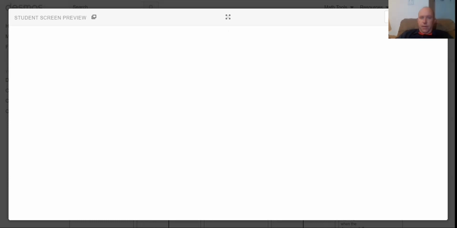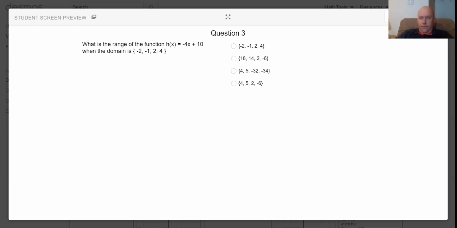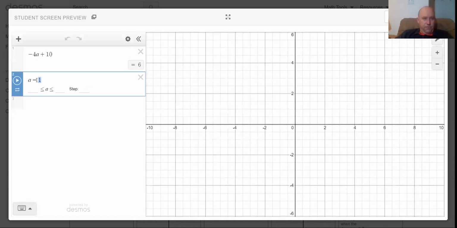So let's type in the question. So it's -4x plus 10. I'm going to put -4a plus 10 because I can't use an x. And let's go back and look at what the first value is. So it says the first value is -2. So as I type in -2, I can see that that gives me an 18.